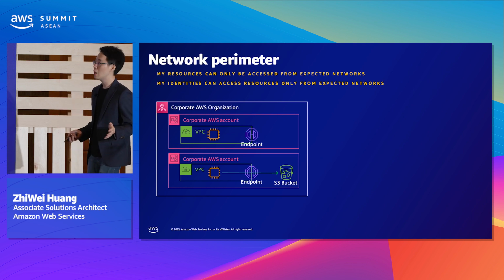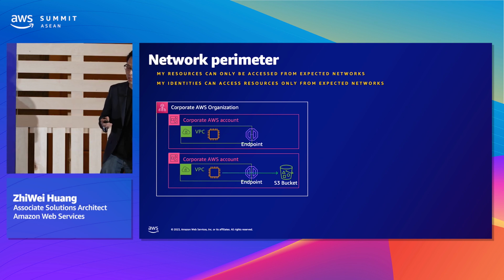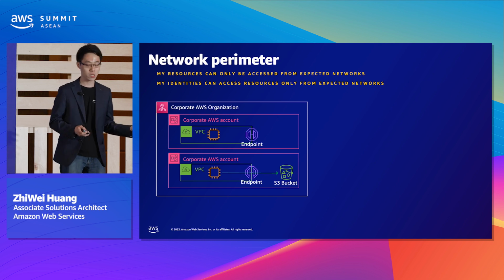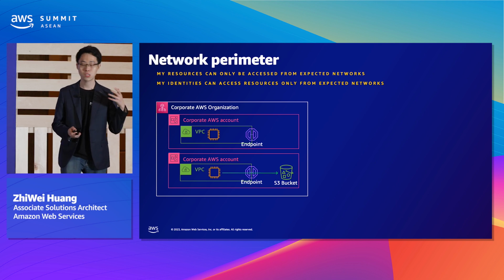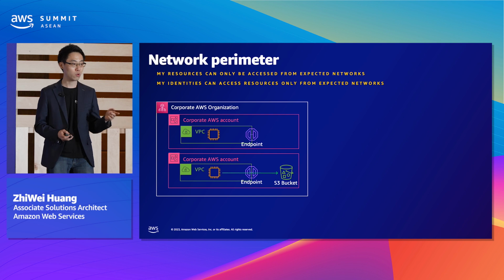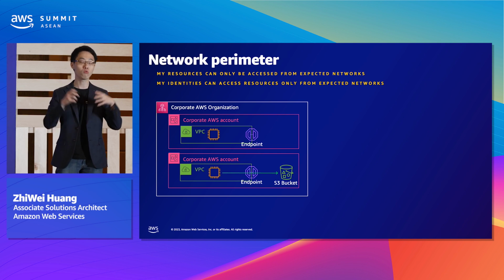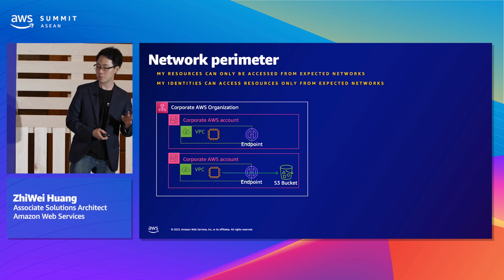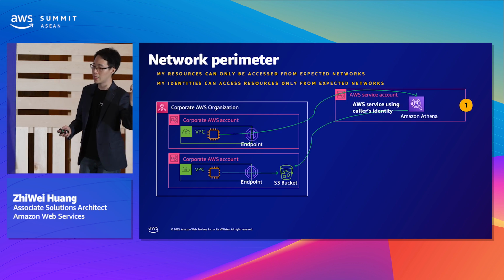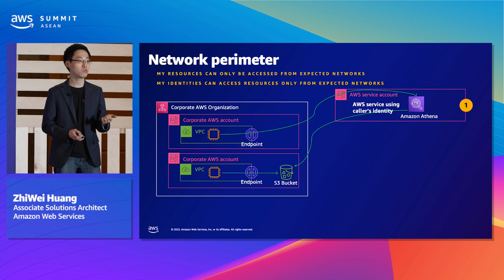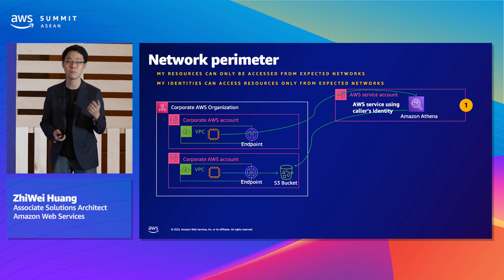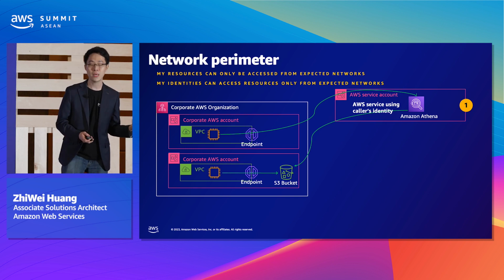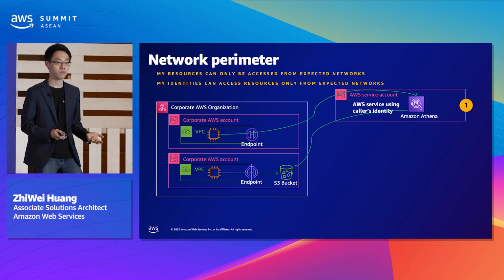So when implementing network perimeter controls, other than specifying the expected networks, you also have to take into account AWS services that are acting on your behalf to access your resources, but from outside your network. So there are four main types of access patterns. First would be AWS services using the credentials of the principal that is making the original call to then make subsequent calls to other AWS services.